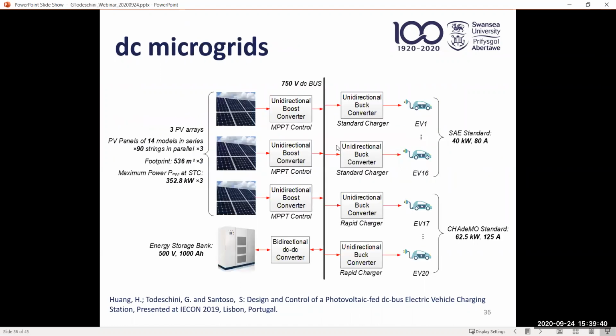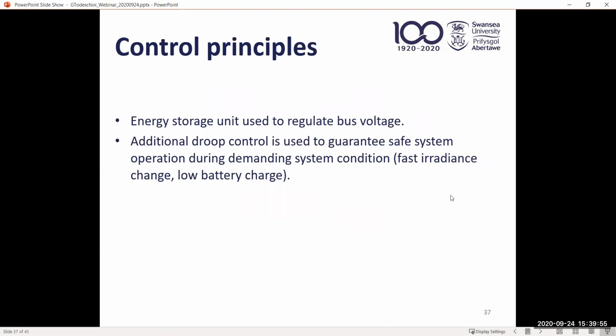An overview of the microgrid is shown here. More details can be found in this paper that was presented last year at ICON. So this microgrid includes PV panels, energy storage, and electric vehicles. The energy storage is used to regulate the bus voltage, and an additional group control is used to guarantee safe system operation during demanding system conditions, such as fast irradiance change and low battery charge.